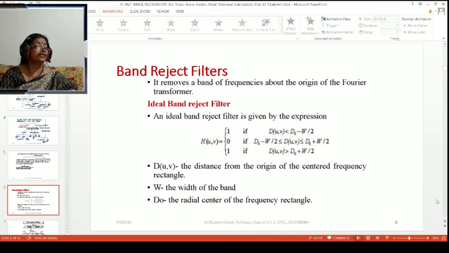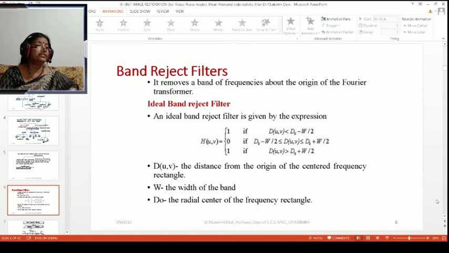Then coming to the actual categorization of removing periodic noises by frequency domain filters, the first one you can observe is the band reject filters. The name itself suggests which type of filtering components we are going to remove: a specified band of frequency components removed from the existing frequency components of an image is called a band reject filter. Because this is the frequency domain, here we are discussing in terms of frequency components. If the image is in the spatial domain, the concepts are different. It removes a band of frequencies about the origin of the Fourier transform.